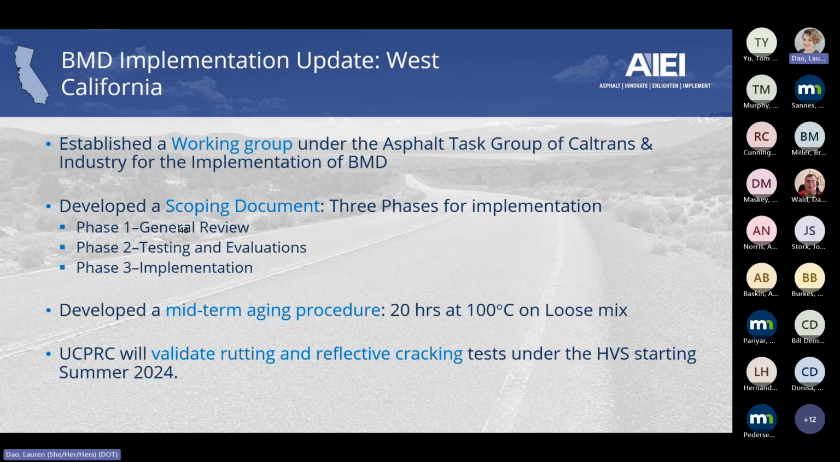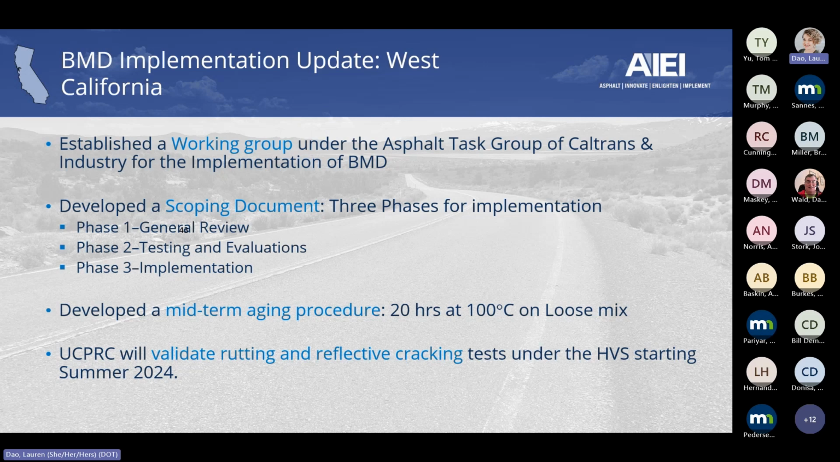And also, it's somehow consistent if you think about the PAV on the asphalt binder. Typically, that's what we do, right? We age the binder for 20 hours at 100 or 110 degrees C, depending on the locations. So it's not really an excessive aging, but it's aging enough to give you some results.